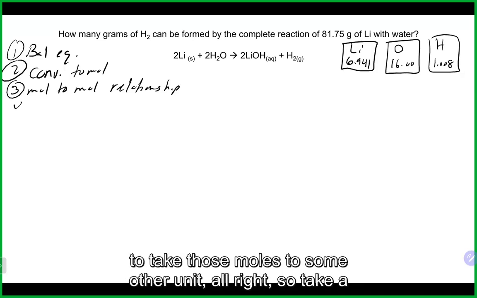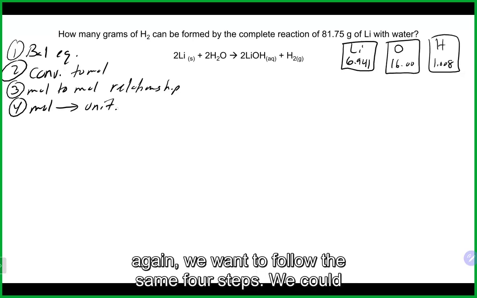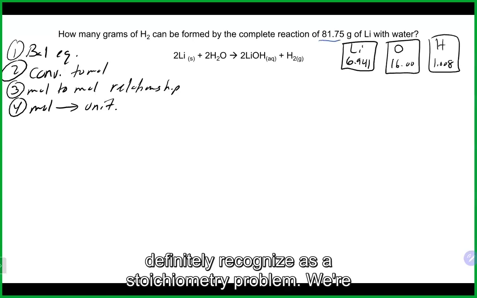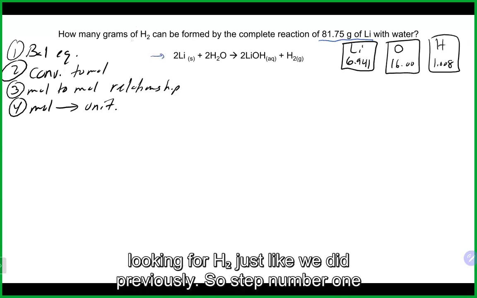And then we want to take those moles to some other unit. All right, so take a few moments there. Okay, so let's take a look, see how you're doing. Again, we want to follow the same 4 steps. We can definitely recognize it as a stoichiometry problem. We're given one piece of information. We got an equation. We're looking for H2 just like we did previously.